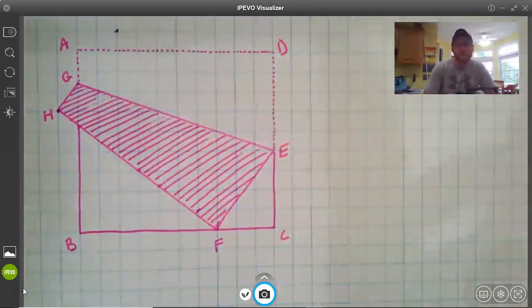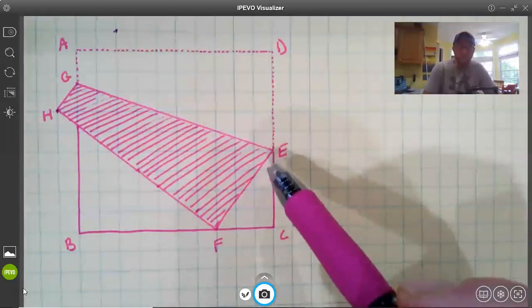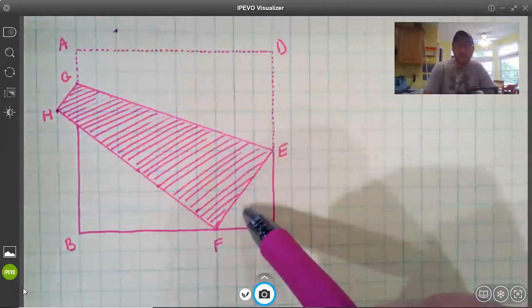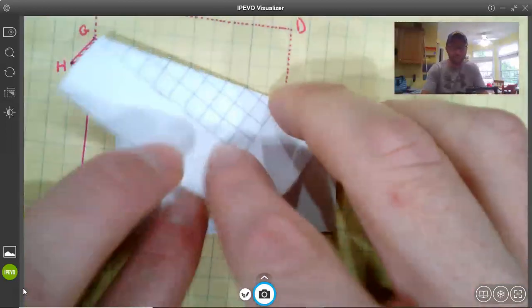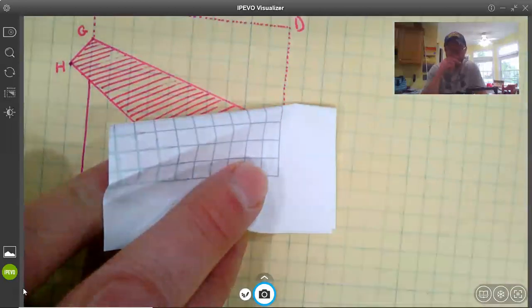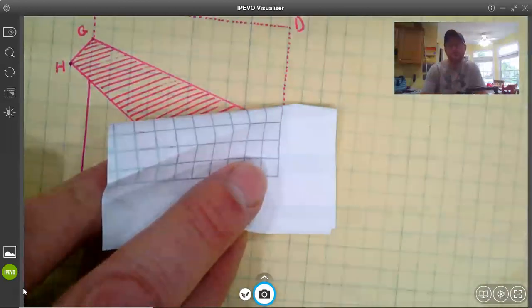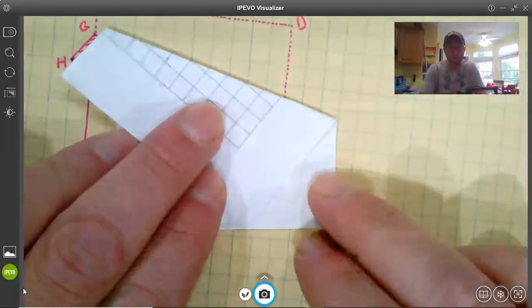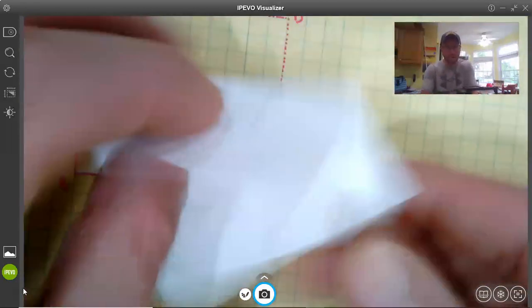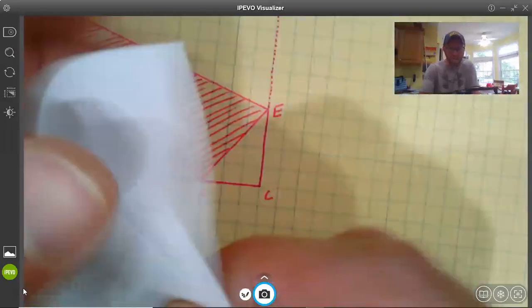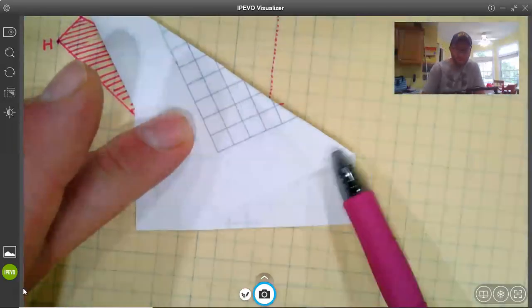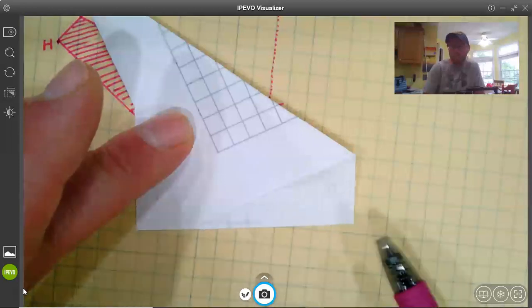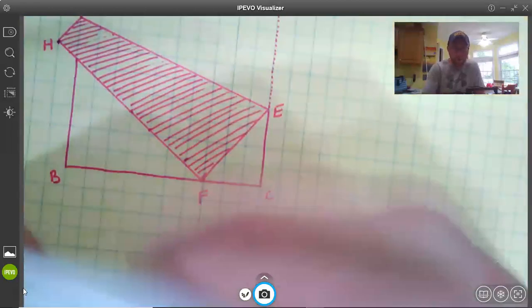Ultimately the big question here is how would I fold this paper down to maximize the area of this triangle right here? So just take a look again. I could, for example, fold the paper down so that it touched right there in the corner, and there's no triangle at all, no area. Or I could fold it over here somewhere. Or I could fold it so the triangle is very wide, but short.